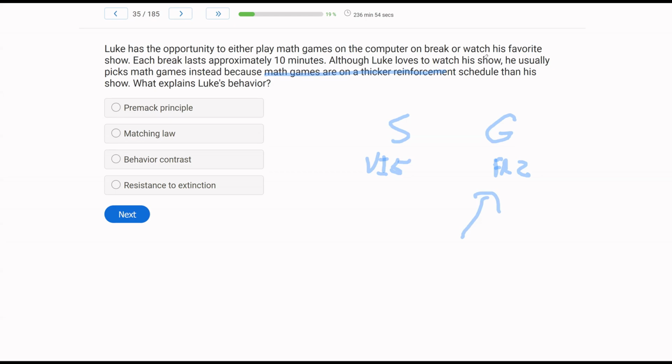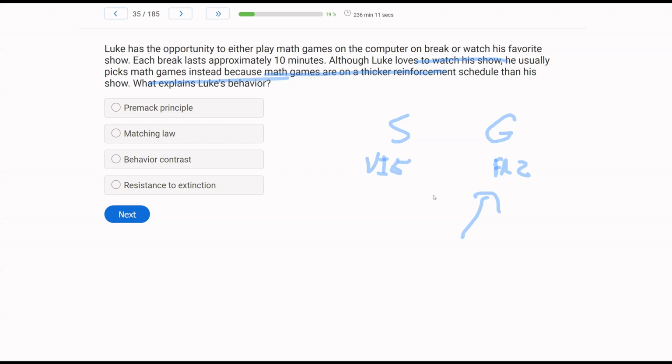He's going to receive more reinforcement by going to the game. And that's exactly what he does. He loves his show, but he still picks math games because of the thicker reinforcement schedule. What principle explains this behavior? A Premack principle. Well, the Premack principle says we are using the opportunity for someone to engage in a preferred response or activity as reinforcement for engaging in a less preferred response. Now, Luke is getting reinforcement, but we're explicitly asking about why he chooses the game over the show, not the Premack principle part or the intervention part. What is explaining it is going to be B, matching law.